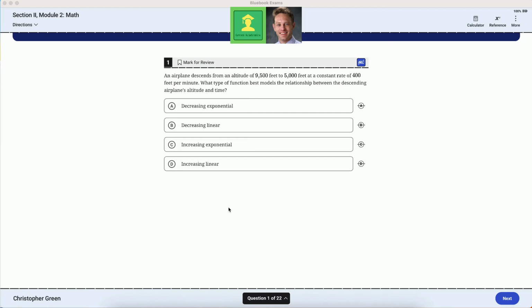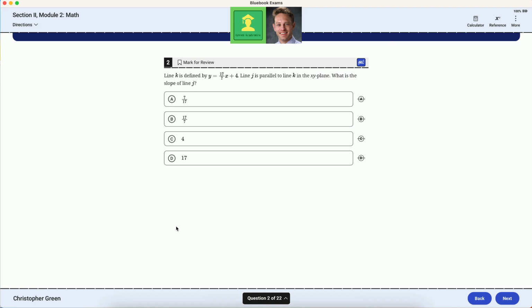This is Bluebook Digital SAT number 10, Math Module 2. An airplane descends from an altitude of 9,500 feet to 5,000 feet at a constant rate of 400 feet per minute. What type of function best models the relationship between the descending airplane's altitude and time? Well, if you're coming downward at a constant rate, then by definition, that's decreasing linear.